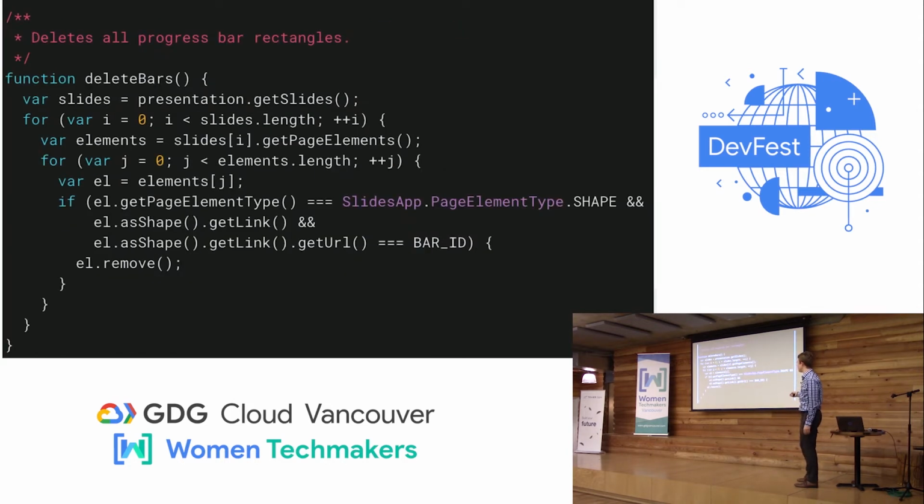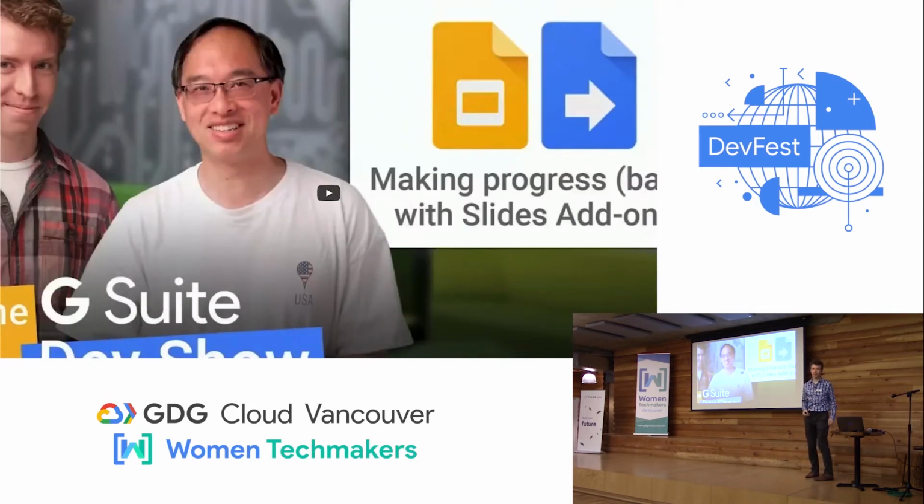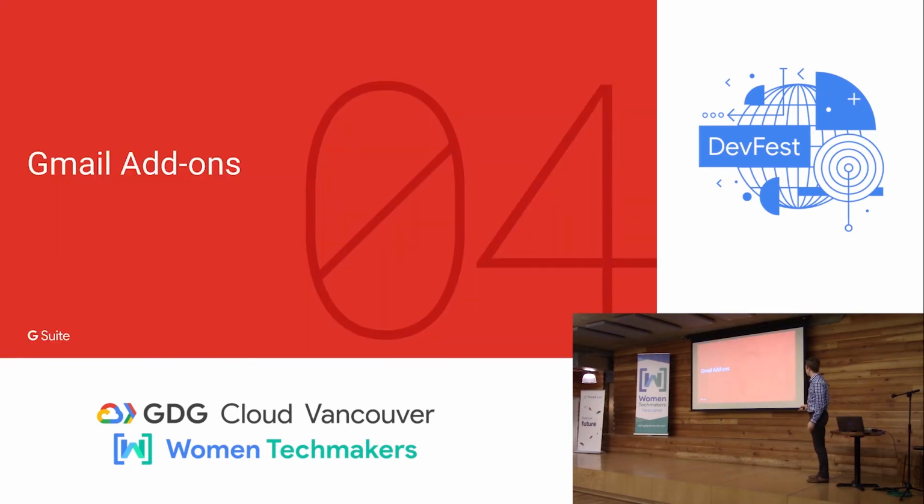And deleteBars is pretty similar. I won't go through this because it's pretty self-explanatory. This is also on GitHub. If you're interested in video content, my colleague Wes and I, we have some videos on Google Developers of actually teaching you how to make this progress bar add-on. And it's a really great way. I think it's like a 5-minute way to learn Apps Script interactively.